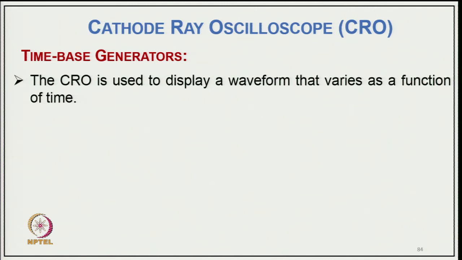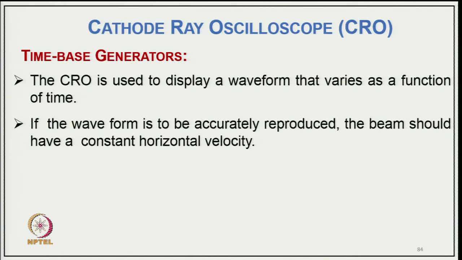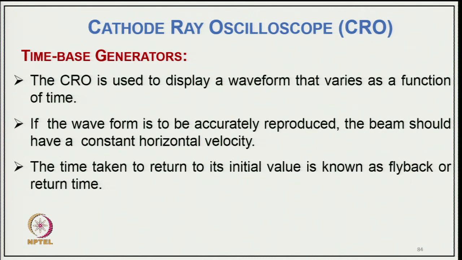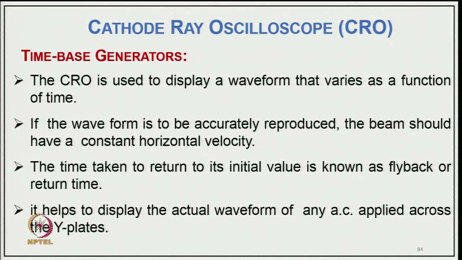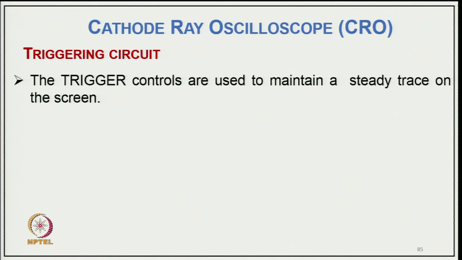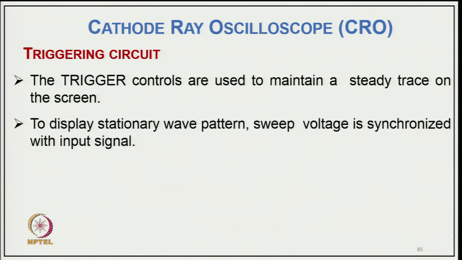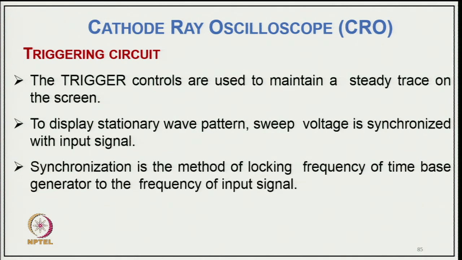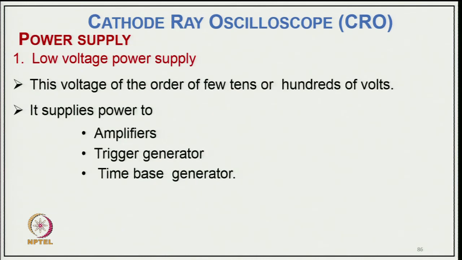And the time base generator: the CRO is used to display a waveform that varies as a function of time, and if the waveform is to be accurately reproduced, the beam should have a constant horizontal velocity. The time taken to return to its initial value is known as flyback or return time, and it helps to display the actual waveform of the AC applied across Y2. Now, coming to triggering: triggering controls are used to maintain a steady trace on the screen, and to display a stationary wave pattern the sweep voltage is synchronized with the input signal. Synchronization is the method of locking the frequency of the time base generator to the frequency of the input signal.